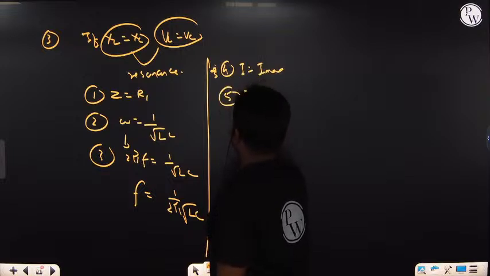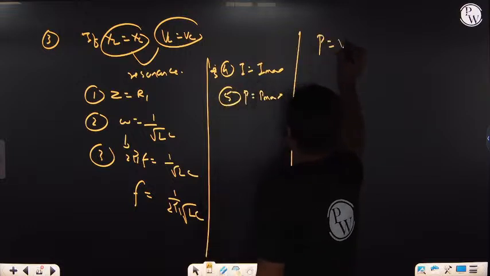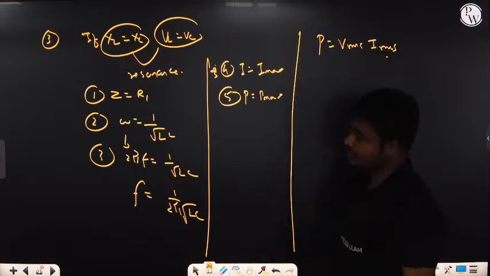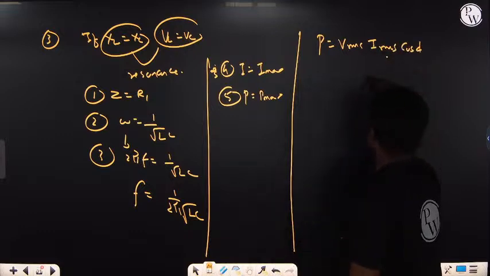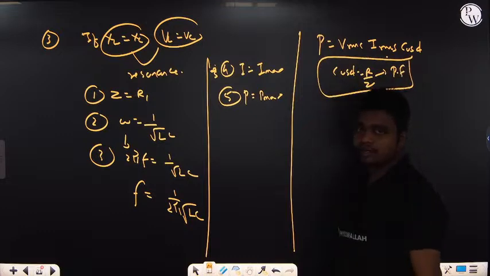Power is also maximum. And what is power in an AC circuit? The power in an AC circuit is given by one formula: V_RMS into I_RMS into cos φ. What is cos φ? The cos φ is R by Z, and this is what we define as the power factor of the AC circuit.